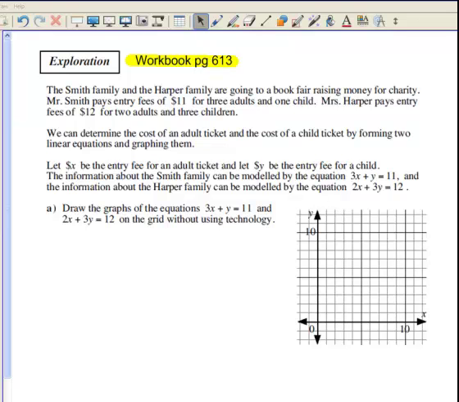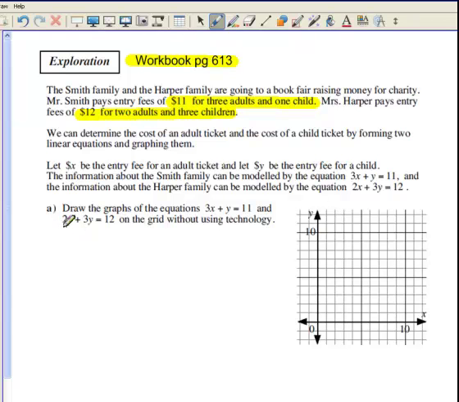Be sure to read your questions carefully when there's so much information. In this case, I'm going to help you read the question and highlight what's important. The Smith family and the Harper family are going to a book fair raising money for a charity. Mr. Smith pays entry fees of $11 for 3 adults and 1 child. Mrs. Harper pays entry fees of $12 for 2 adults and 3 children.